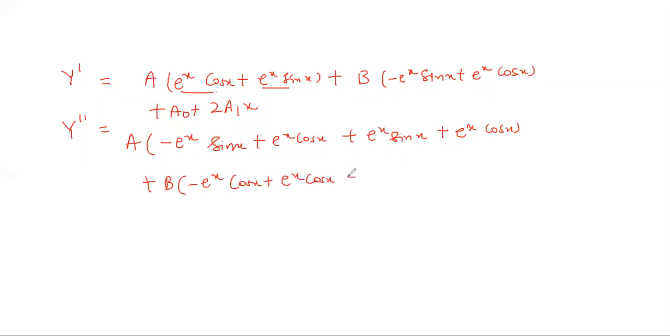So you can verify these calculations later. I'm just telling you these, plus 2a1. From here you can see terms are getting cancelled automatically. So you get y dash and y double dash.